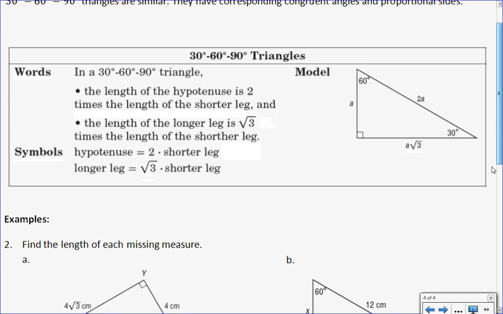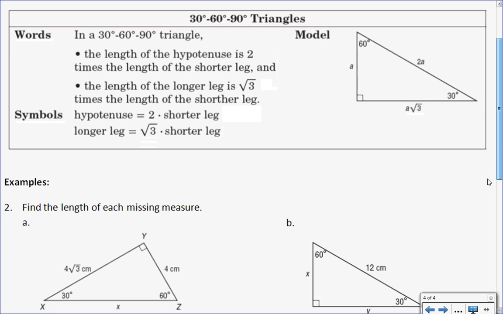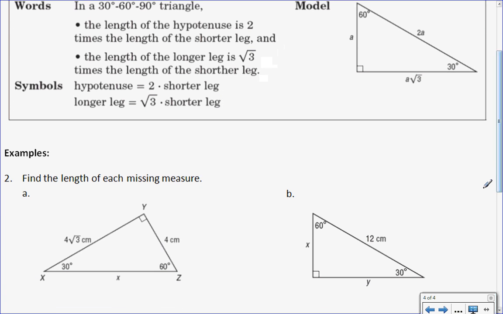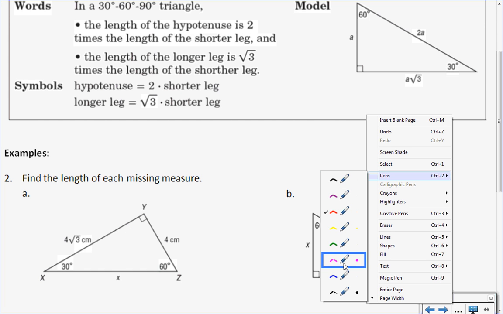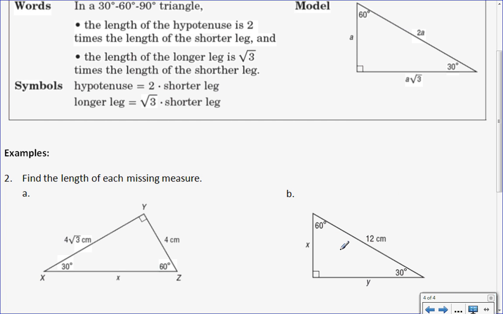Okay. So let's see how we can approach these very similarly to how we approached 45, 45, 90 triangles. Alright, so the example here says to find the length of each missing measure. Okay. So here, before we even worry about which ones we're missing, which ones we have the length of, let's go ahead and label the triangles just like we did with the 45, 45, 90s.